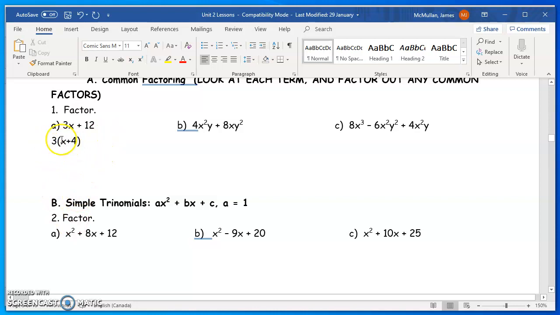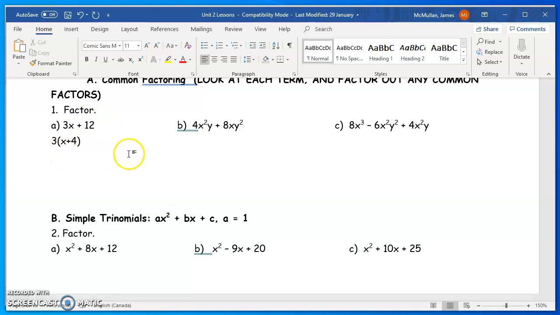Again, you can easily check your work here by just distributing the 3. You distribute the 3 onto the x for 3x and the 3 onto the 4 to get 12. And you can always work backwards to get from 3x plus 12. You can work forwards by factoring it. You can work backwards by expanding it, right? So I'm just going to write underneath, check your work by expanding. That's what you would do.